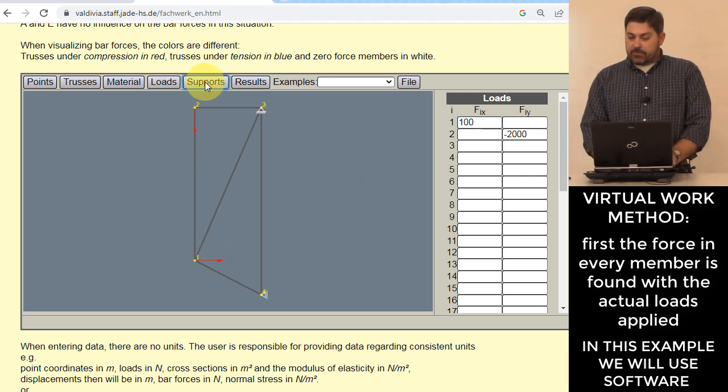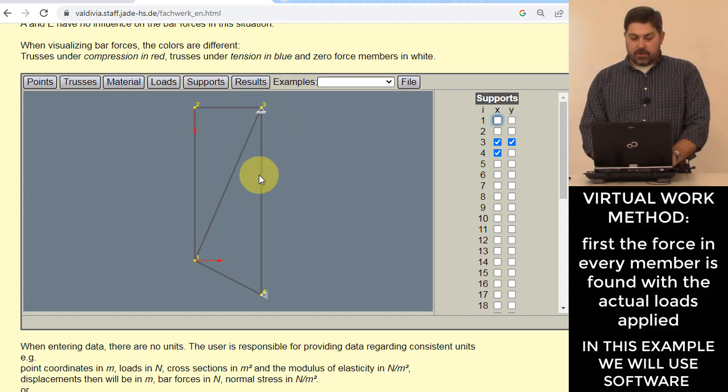I also have defined which of the joints are doing the support, right? And so this I defined as joint 3, and that was joint A in the original picture that we had, and that one has both X and Y constrained, whereas joint 4 down here, which was joint B in the original picture, has only the Y direction constrained. Excuse me, only the X direction constrained.